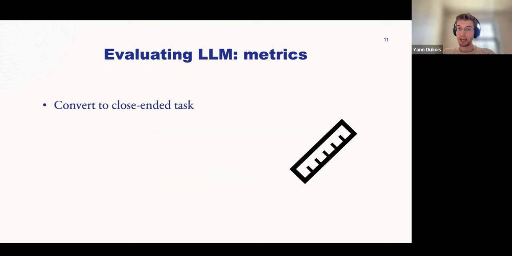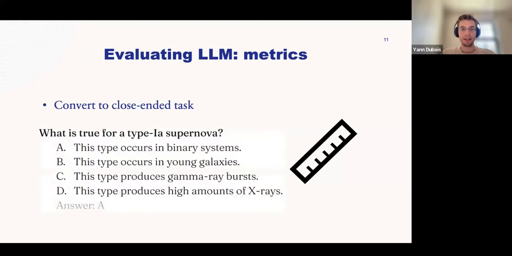So as I said, the challenge is that it's open-ended. So now I'll talk about a few ways to bypass this challenge or overcome this challenge. The first one is actually to convert this open-ended task into a closed-ended task. So basically to bring it back closer to classical evaluation of AI models. So for example, what you could do is instead of asking, so if you want to ask some questions about supernovas, instead of asking a free-form text about supernovas, you can ask it some multiple choice question.